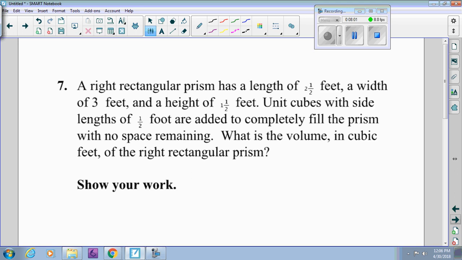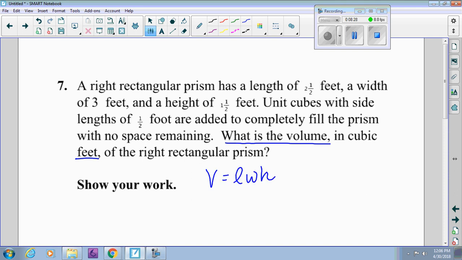This question's fun. It says a right rectangular prism has a length of 2.5 feet, a width of 3 feet, and a height of 1.5 feet. Unit cubes with side lengths of 1/2 foot are added to completely fill the prism with no space remaining. What is the volume in cubic feet of the right rectangular prism? So the first part of this question is pretty easy. What is the volume of the prism? So you need to know the formula. That's length times width times height.